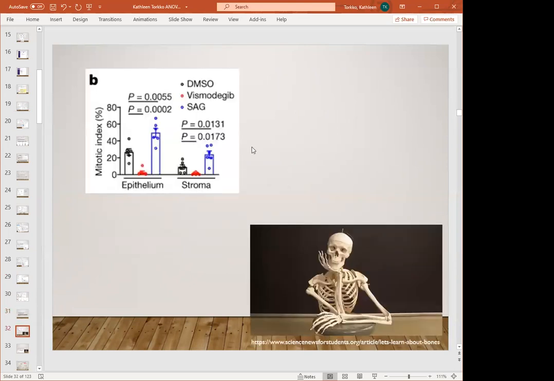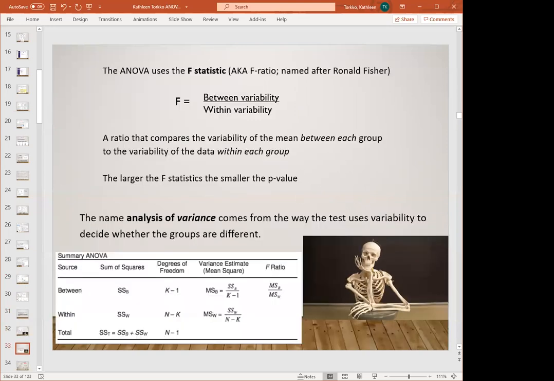But before we do our ANOVA on the data, let's talk a little bit about the bones behind the test. The ANOVA uses the F statistic, the t-test uses the t statistic, and it's just the value that it calculates from the equation that it uses on the data. The F statistic is really a ratio. It uses the between variability divided by the within variability.